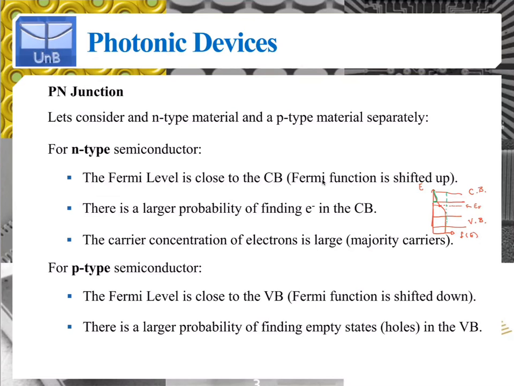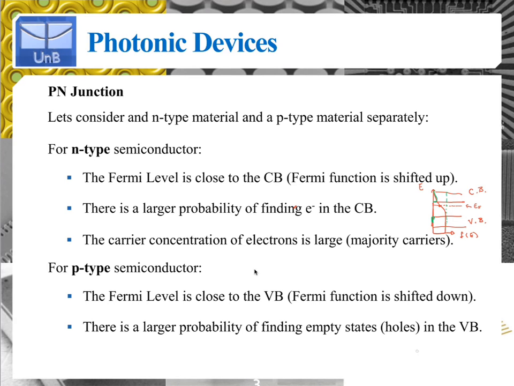So let's recall that this is proportional to the distance between the Fermi function and f equal to 1. So you would have a very small hole carrier concentration here and a large electron concentration in the conduction band. So you have lots of electrons. The probability of occupation in the conduction band is large. The probability of occupation for holes in the valence band is small. For p-type semiconductors you have the opposite.